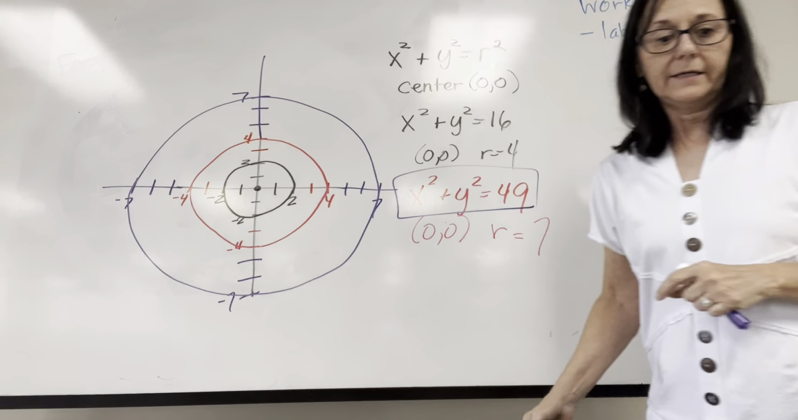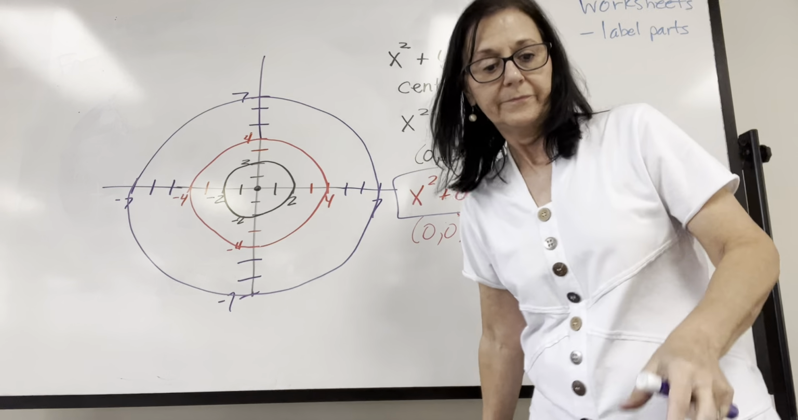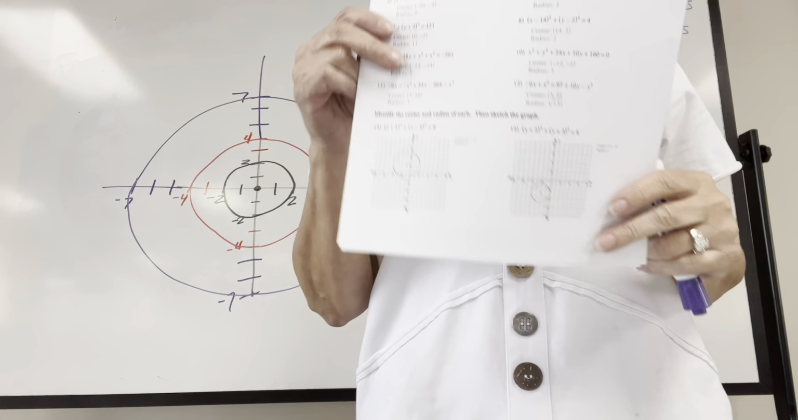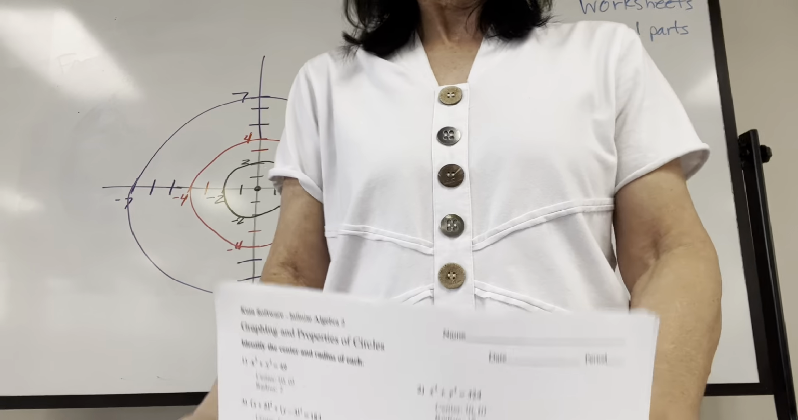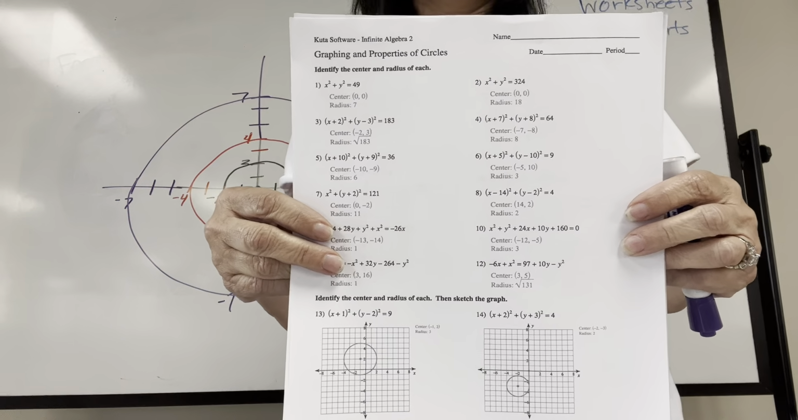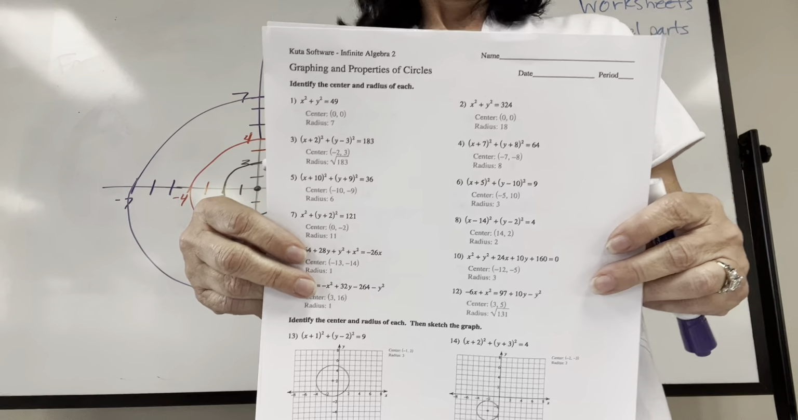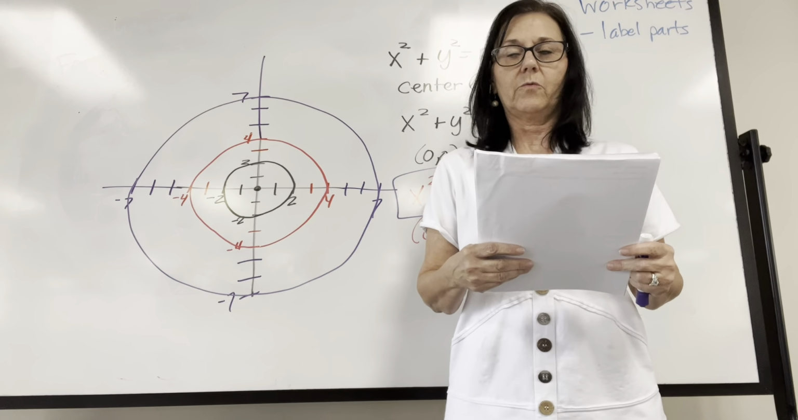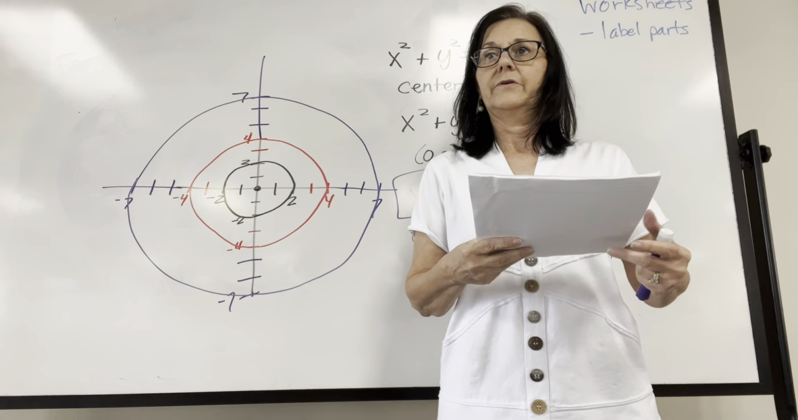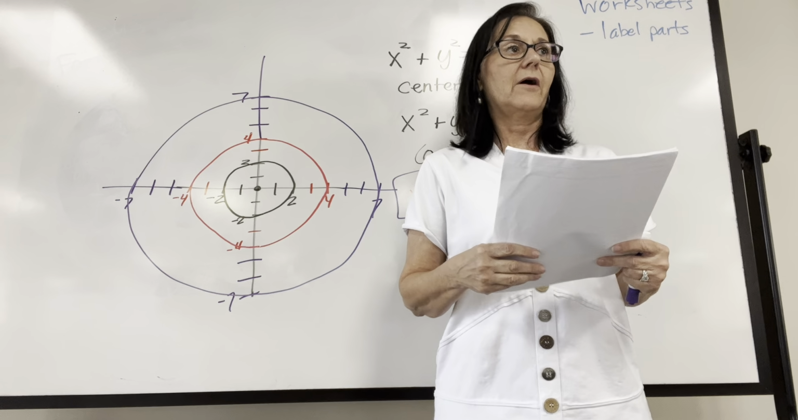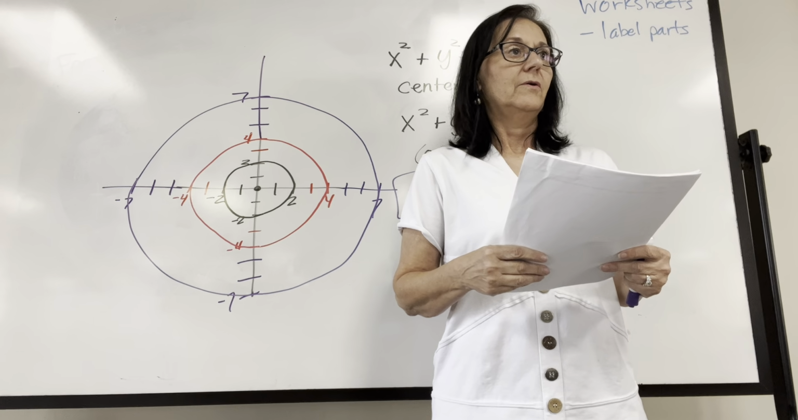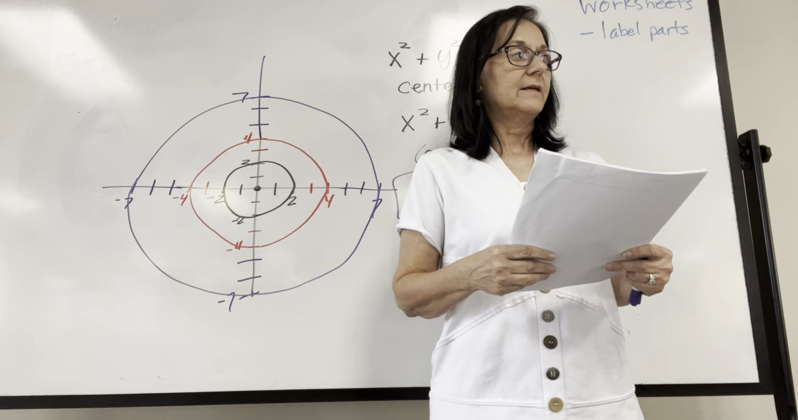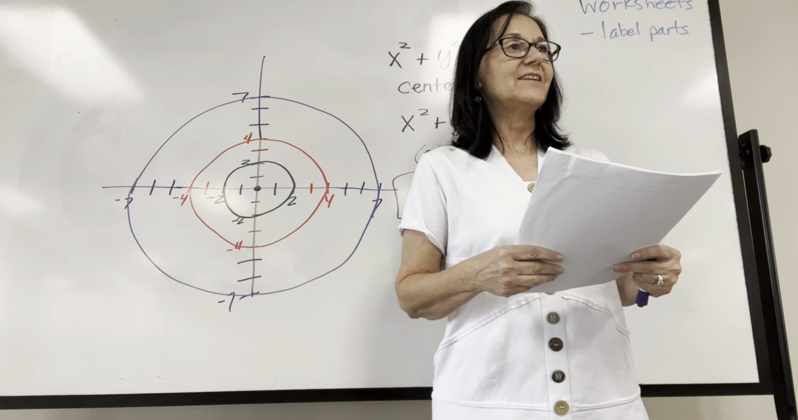All right, so now look at number 2 on your handout. You'll have this handout? That was number 1. Look at number 2. X squared plus y squared equals 324. Where's the center? 0, 0. Ethan, what's the radius? 18.